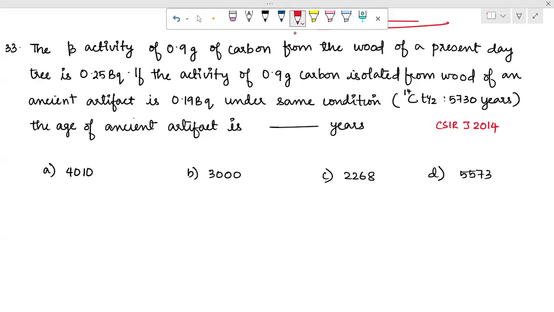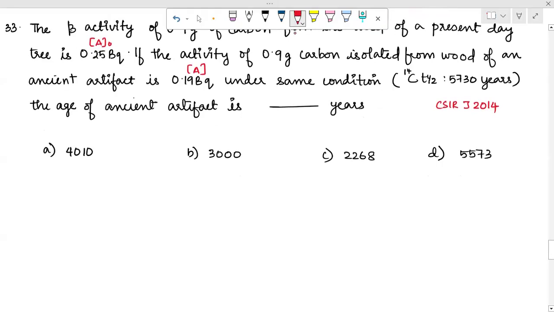Now, if the activity of the carbon is isolated from a wood of an ancient artifact, means it has become old. Now, of course, this is 0.25 is greater than 0.19. So this is going to be your initial value. This is going to be your final value. Under the same conditions, you have to find the age. T in years, T half is given. Same question, different language, that's all. You know the pattern. How is it done?